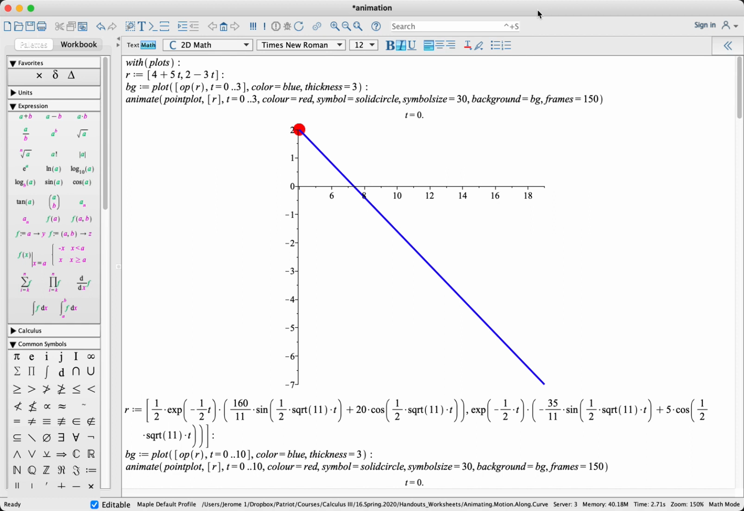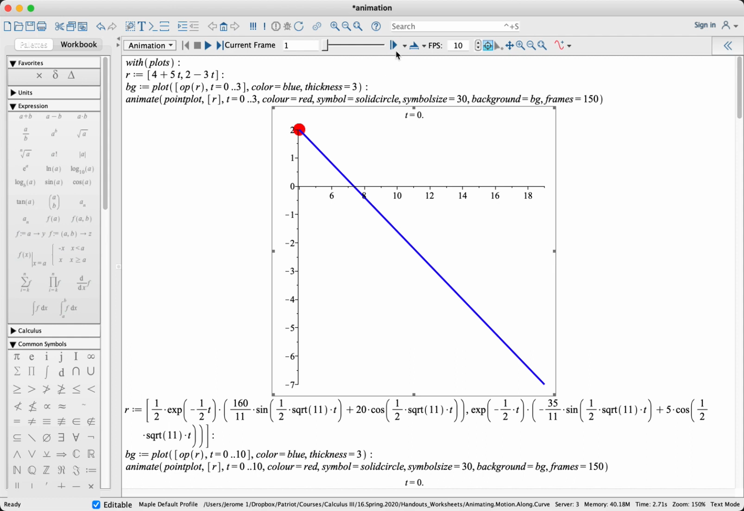Now, let me just say that the type of motion that we're looking at right now is somewhat idealized in the sense that it does not take into consideration external forces. It's simply based on the path that this object is on. In this case, it's that little red dot. So let me go ahead and play this one, right? And there it is. So there's our object moving along this straight line.